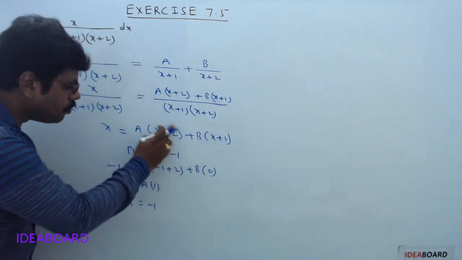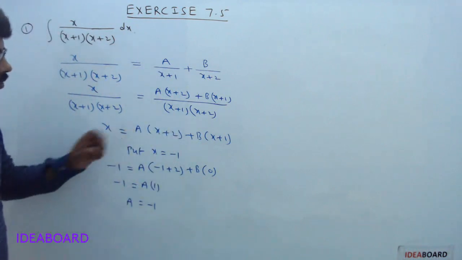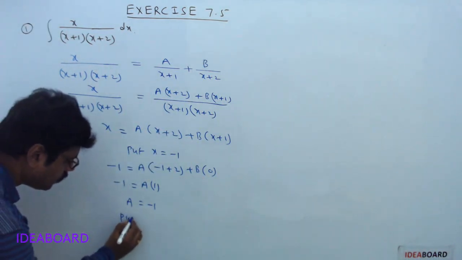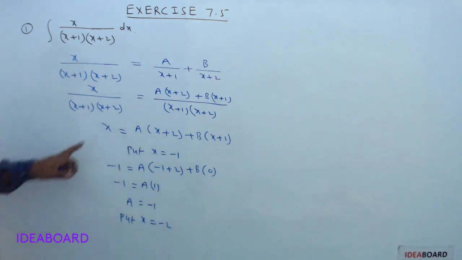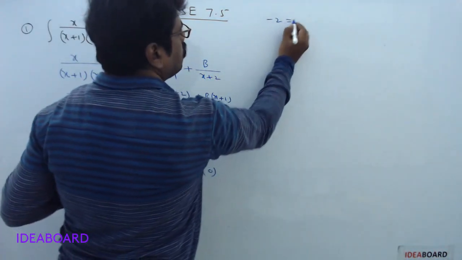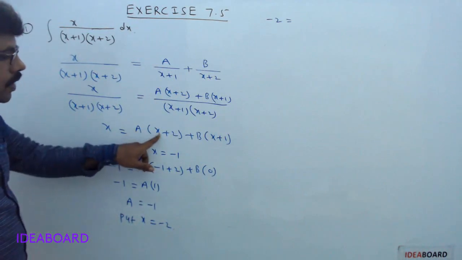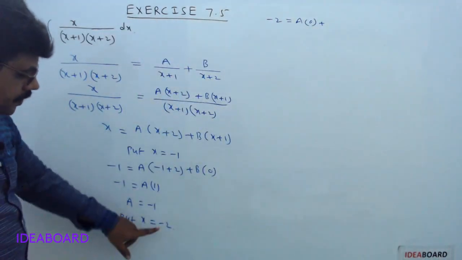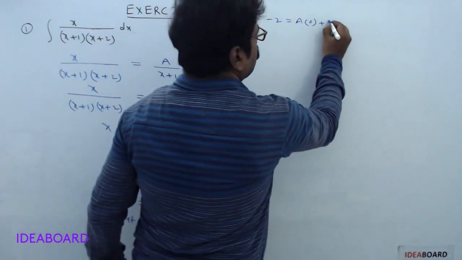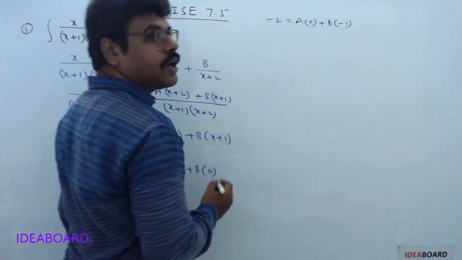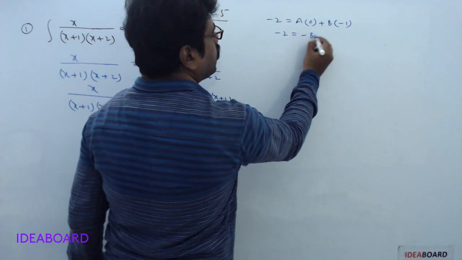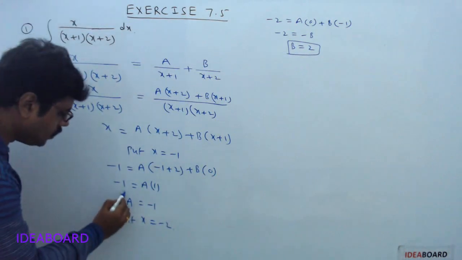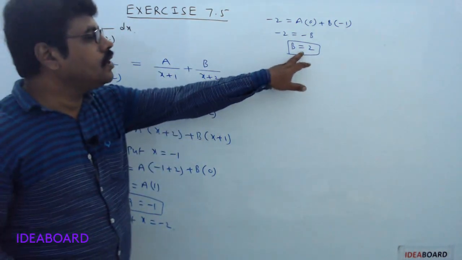Next, how to find out b value? To find out b value, make the other term 0. So how will it be 0? By substituting x equal to minus 2. So write down, put x equal to minus 2. Now x value minus 2 is equal to a into minus 2 plus 2, which will be 0, plus b into minus 2 plus 1. So b into minus 2 plus 1 is minus 1. So minus 2 equals minus b. Therefore b equals 2. So here what is a value? A value is minus 1, b value is 2.